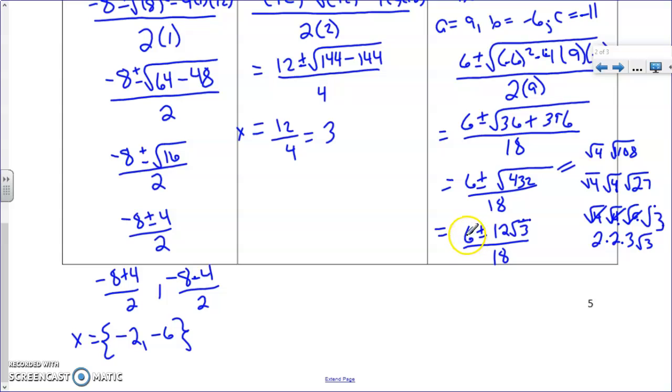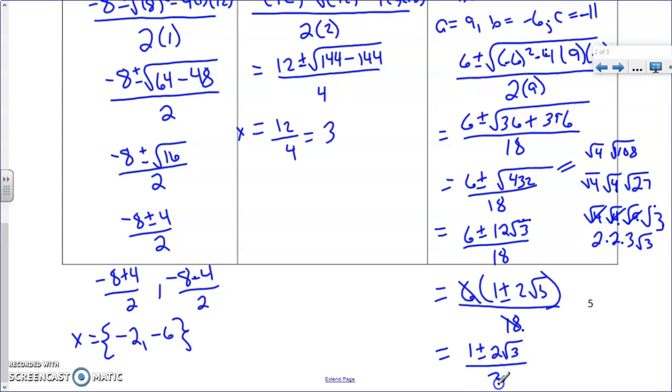All right, will anything go into 6, 12, and 18? 6. So I can factor out a 6 from the top, and that'll leave me 1 plus or minus 2 square root of 3 over 18. And then 6 will go into 18 3 times. So my final answer, and you can leave it like this in my class, would be that. So that's a 3 on the bottom.